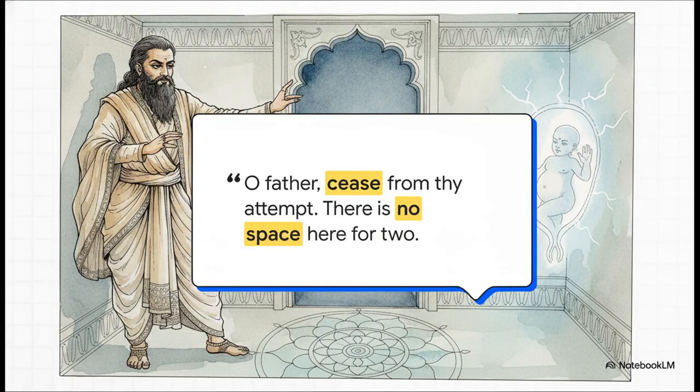This next part brilliantly illustrates that unique blend of myth and morality. In a truly dramatic twist, when Vrihaspati refuses to back down, the unborn child literally speaks up from inside the womb to block his uncle's advances. The baby says, "O father, cease from thy attempt. There is no space here for two. I have occupied it first." The child is fiercely guarding his space, trying to prevent Vrihaspati from carrying out his desires in what the text wryly notes is already a very small room.